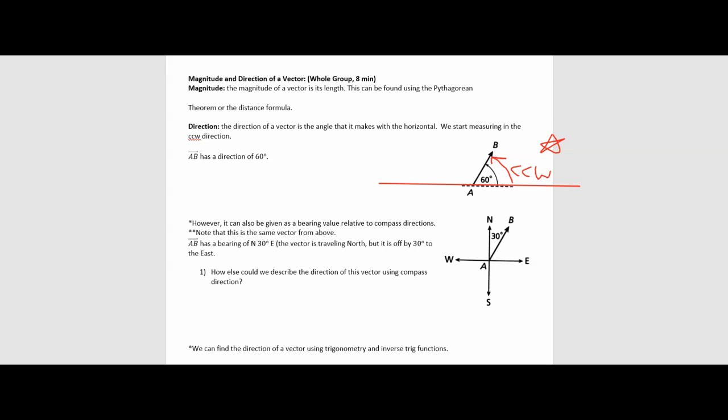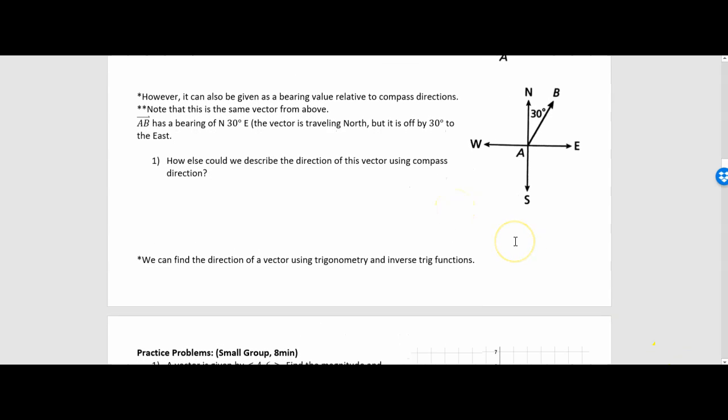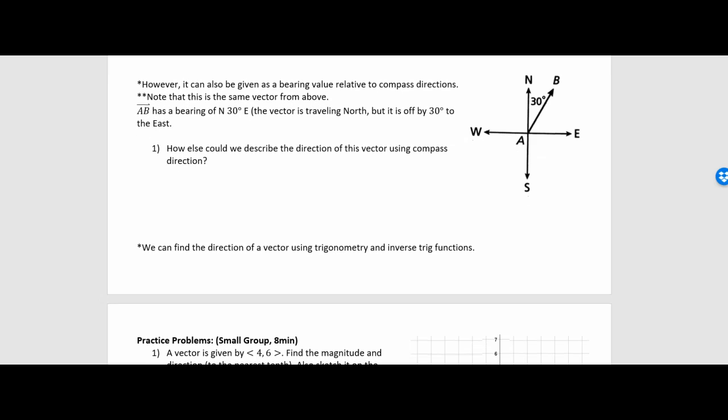We can also give the direction of the vector using compass directions. Let me scroll down here. Essentially, compass directions mean north, south, east, and west, which for some people, probably for most people, is a lot of times more useful than saying 56 degrees or 138 degrees, etc.